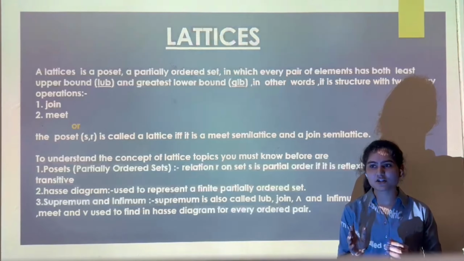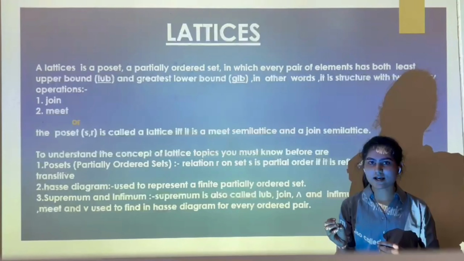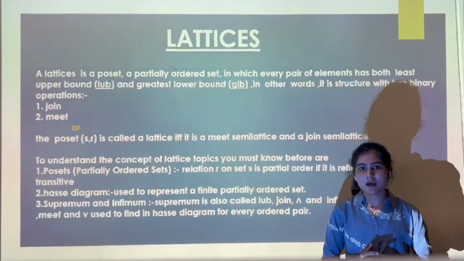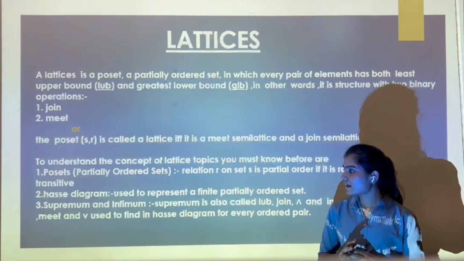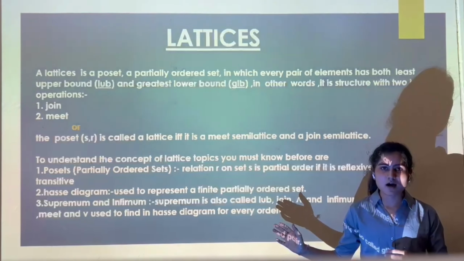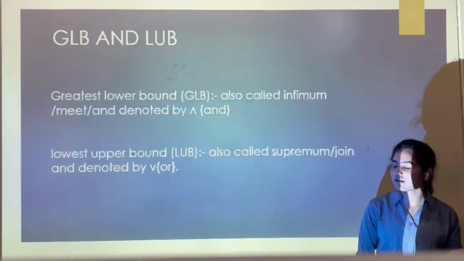To understand the concept of lattices, there are three topics you must know before. First is the poset. A poset is a partially ordered set in which the relation on the set is reflexive, transitive and antisymmetric. A Hasse diagram is used to represent a poset. And the topics supremum and infimum are called LUB and GLB, which we will discuss in the next slides.